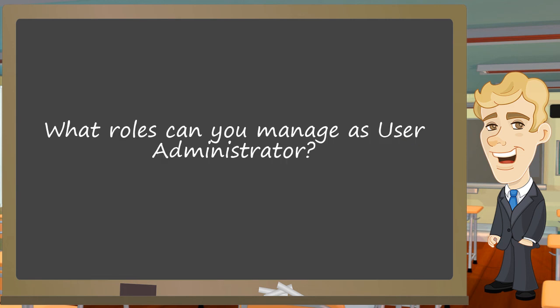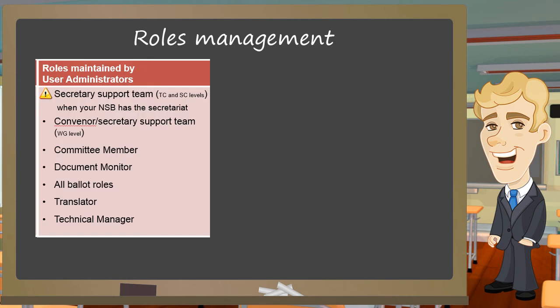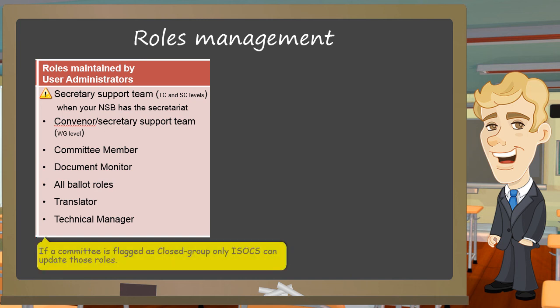What roles can you manage as user administrator? As user administrator you can maintain the following ISO roles: Secretary Support Team, only if your organization has the Secretariat of the committee. Convener Support Team. Committee Member, Document Monitor, all ballot roles, Translator and Technical Manager. However, remember that if a committee is flagged as closed group, only ISO/CS can update those roles.